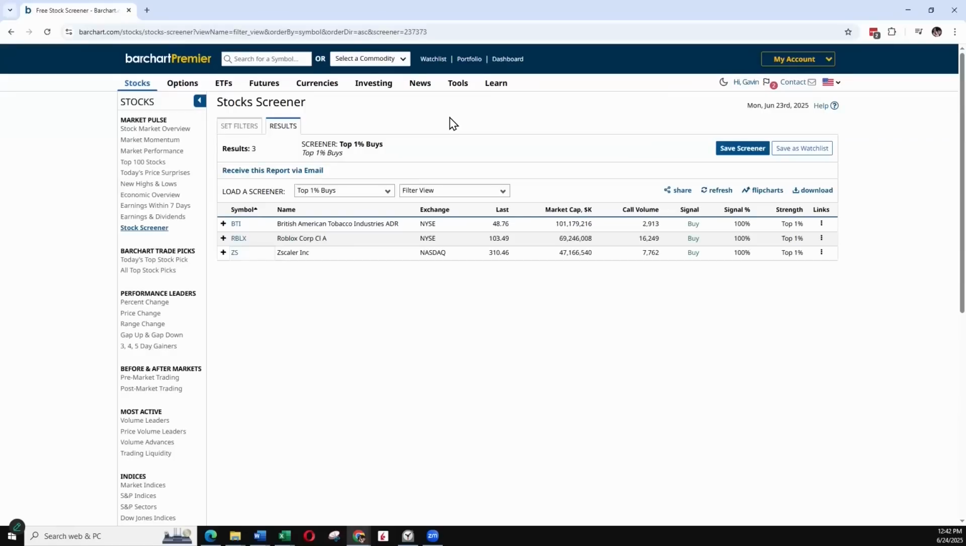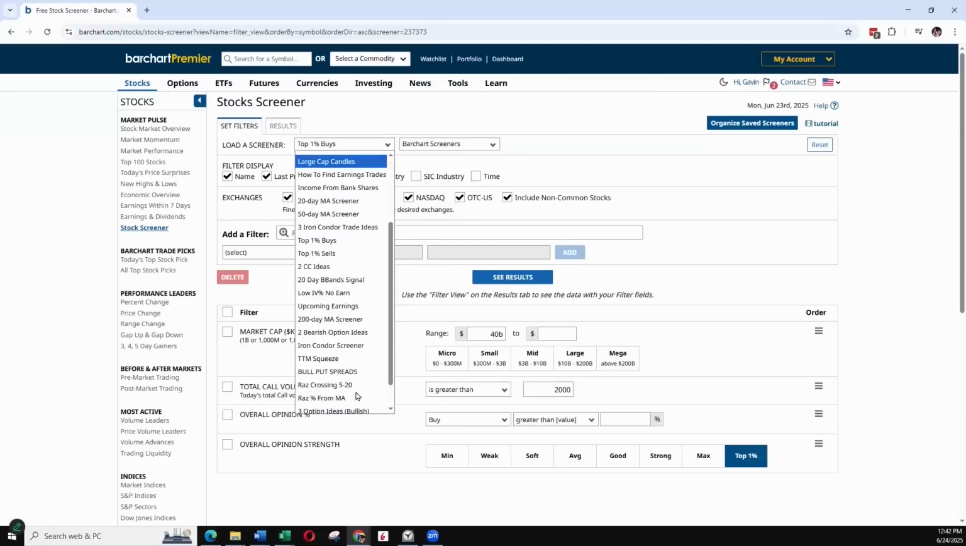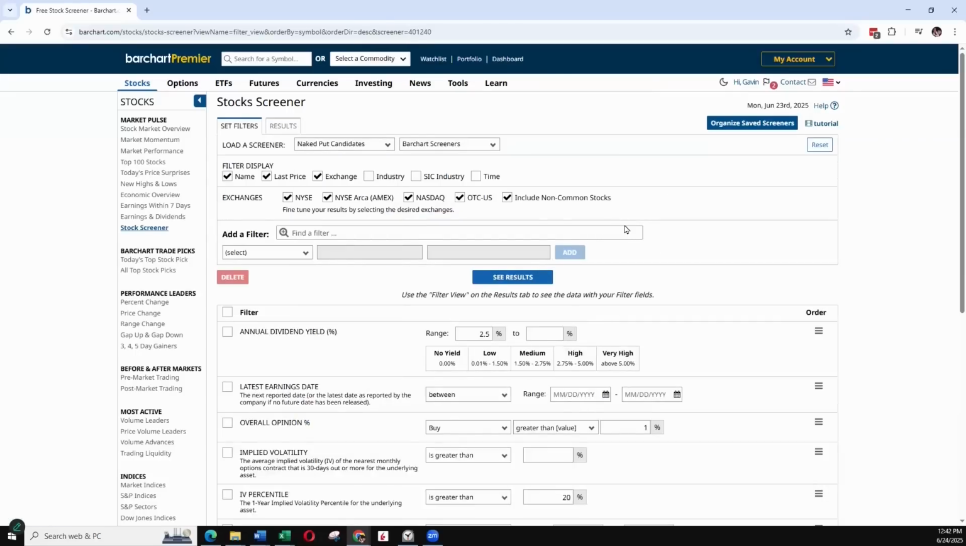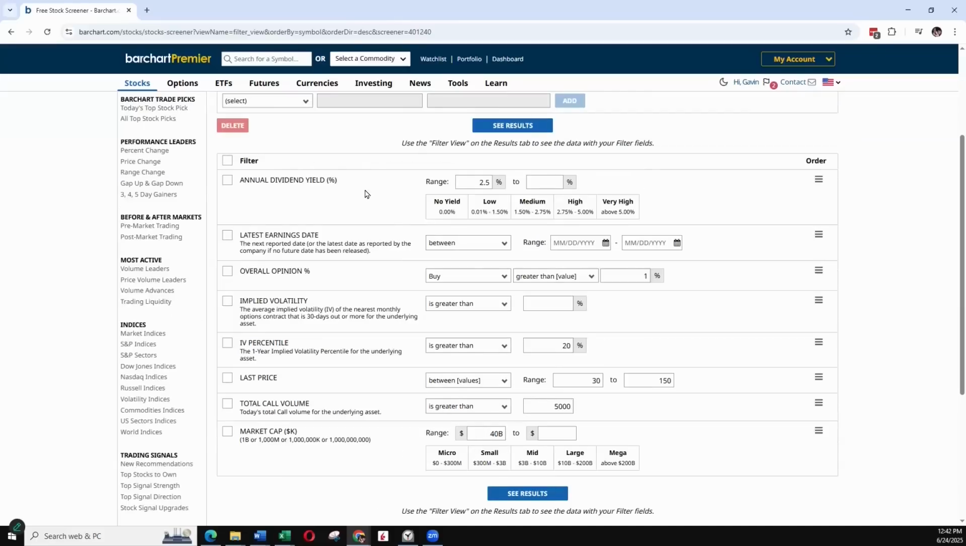For my cash secured put trades, I'll sometimes look for blue chip stocks that pay a decent dividend. So let's go through another screener I've got here, which is a naked put candidate. In this case, I'm looking for a stock with a dividend yield above 2.5%, an overall buy rating, and an IV percentile above 20, price between 30 and 150, so it's not too expensive if I do need to buy the stock. And again, good call volume and a large market cap. So let's have a look at the results.